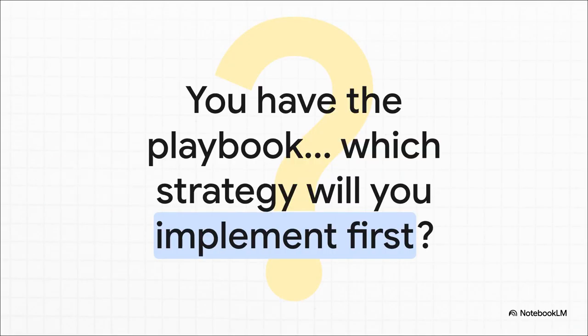So, there you have it. We've walked through the problems, the different strategies, and the best practices to keep everything running smoothly. The playbook is officially in your hands now. So the only question left is, which one of these powerful strategies are you going to implement first to make your AI app faster, cheaper, and a whole lot smarter?